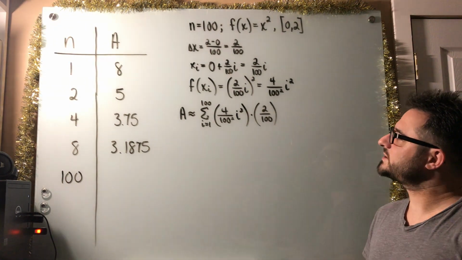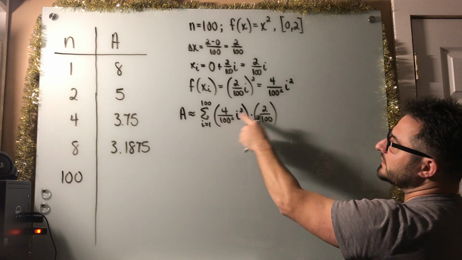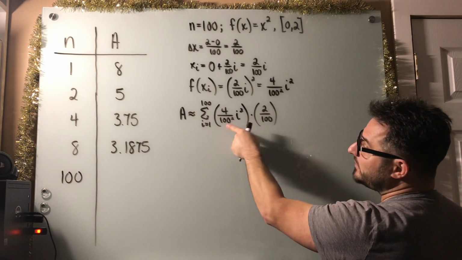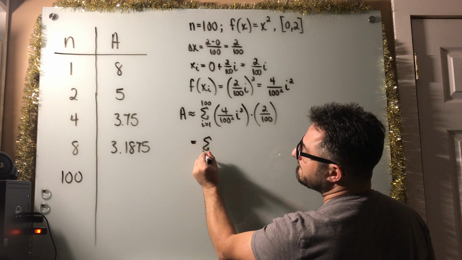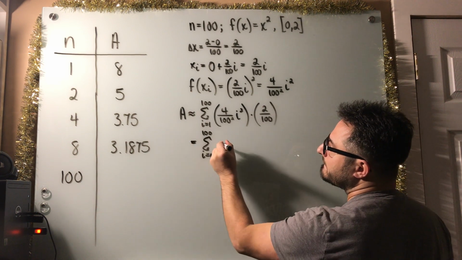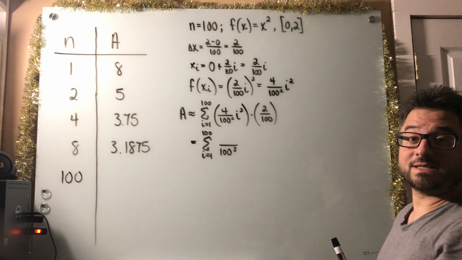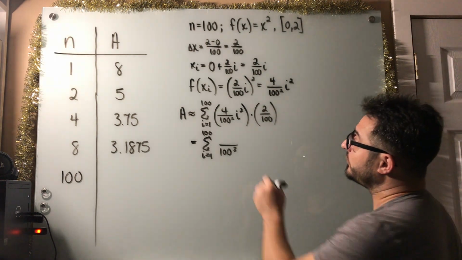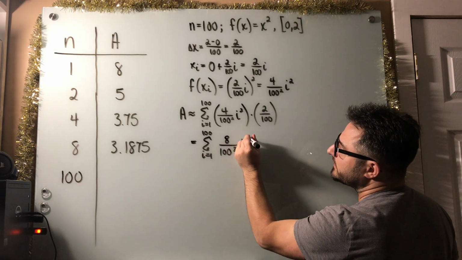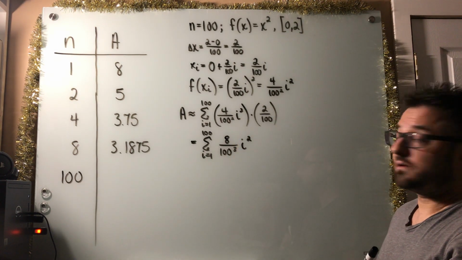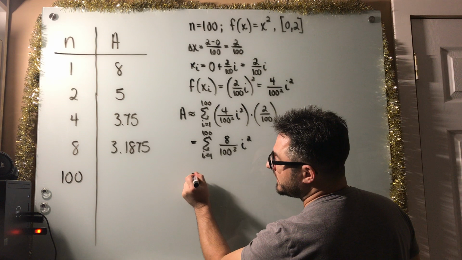What we see here are some very familiar parts of this calculation. Like, we can multiply the coefficient 4 over 100 squared times the 2 over 100. And again, in the denominator, that's just going to turn into 100 cubed. In the numerator, well, the same values that we've had every time. 4 and 2. 4 times 2 is 8. And then we have the i squared.